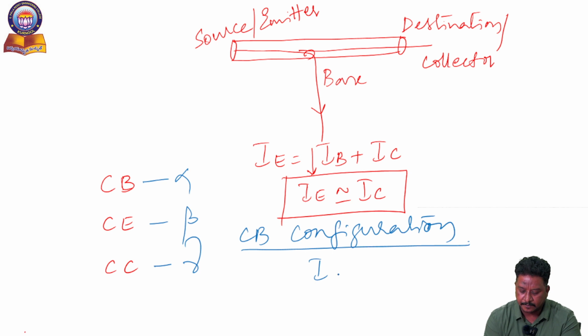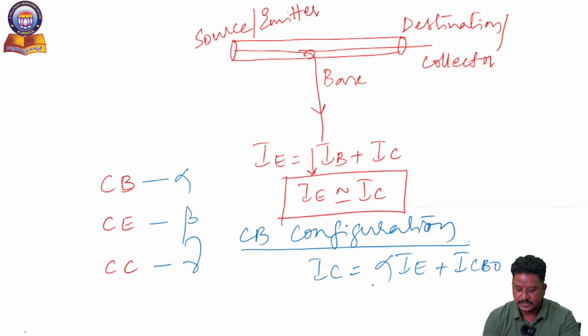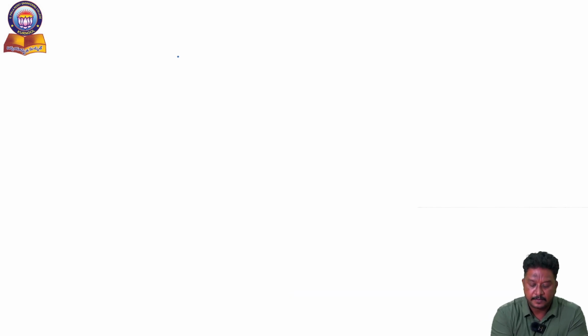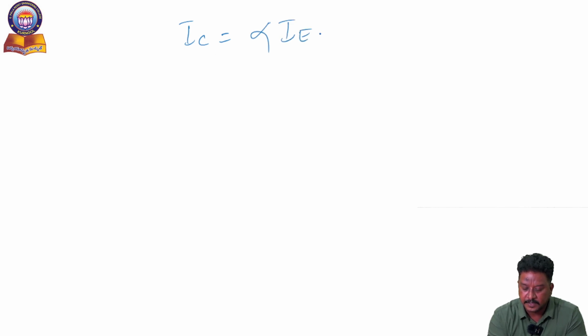In the CB configuration, the output current IC is equal to alpha IE plus ICBO. This is for the CB configuration, where the output is the collector and the input is the emitter, and the base is common between input and output. This is the transistor equation where IC is equal to alpha IE plus ICBO. If you carefully observe, the output current of a common base configuration is IC equal to alpha IE plus ICBO. This is majority carrier current.